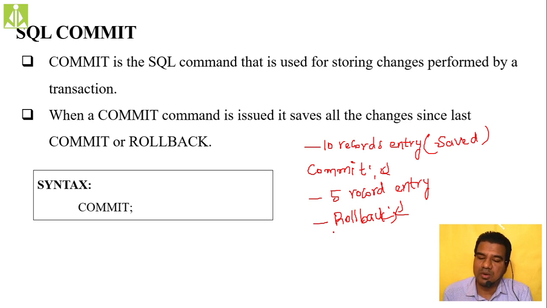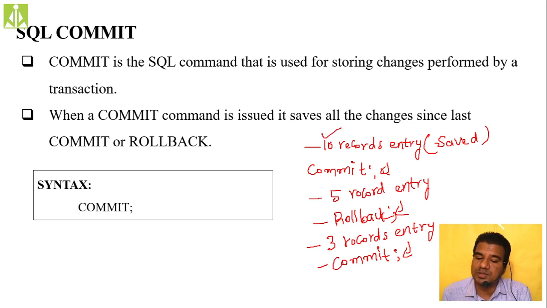Again, after this rollback, you have done 3 more records entry, and you confirmed that this entry is the actual entry. So what you do is simply type commit and hit the enter key. What will happen? These 3 records will also get saved. So now how many records have we saved permanently? These 10 records we saved permanently, and these 3 records we have saved permanently. These 5 we stored temporarily, and using rollback we have deleted them.